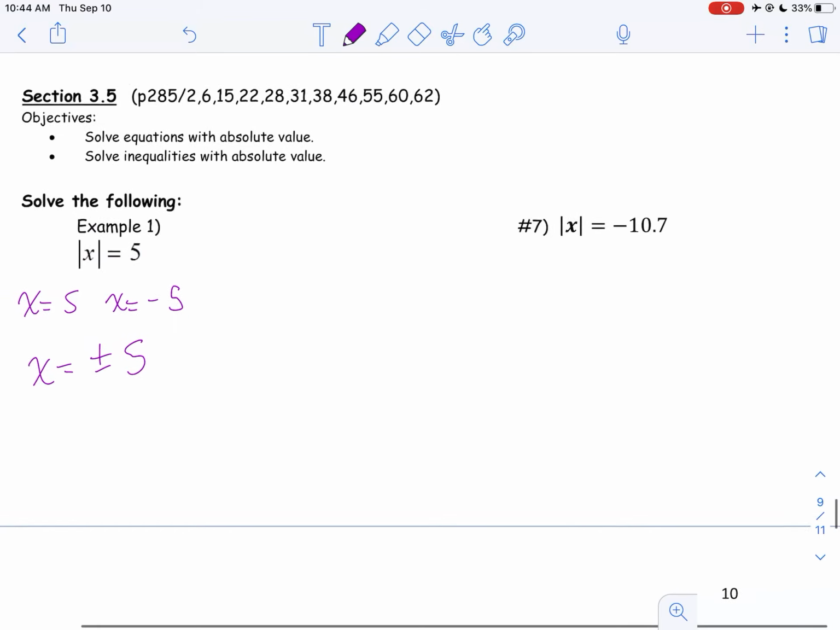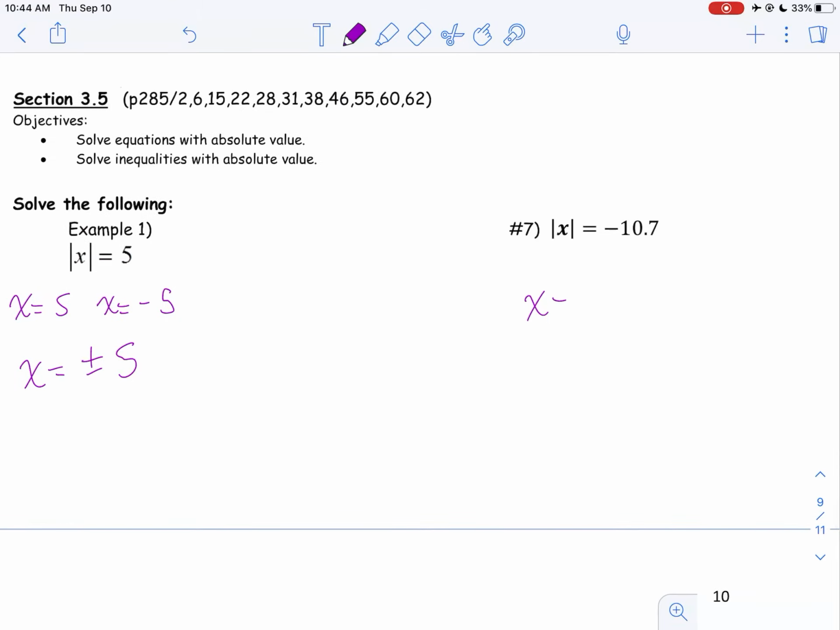So you may take that and look at number 7 and be like, oh, the answer is just plus or minus 10.7. And you would be wrong. If I put positive 10.7 in here, the absolute value of positive 10.7 is positive 10.7. In fact, if you stop a minute and look at the original problem, you see this says, what positive number equals negative 10.7? There are none. So for this one, we just write no solution.